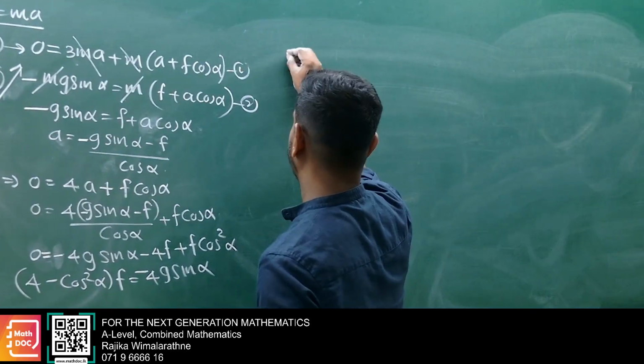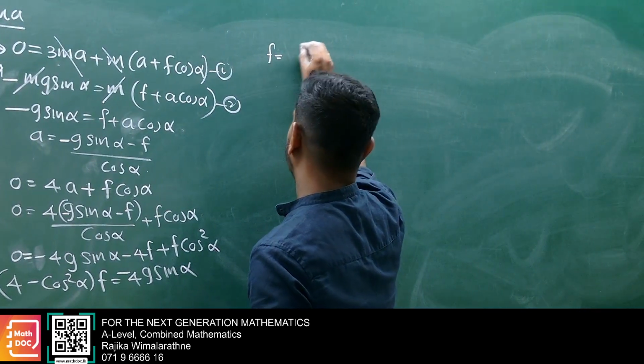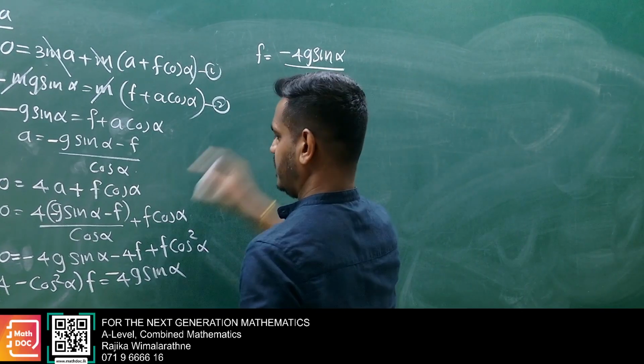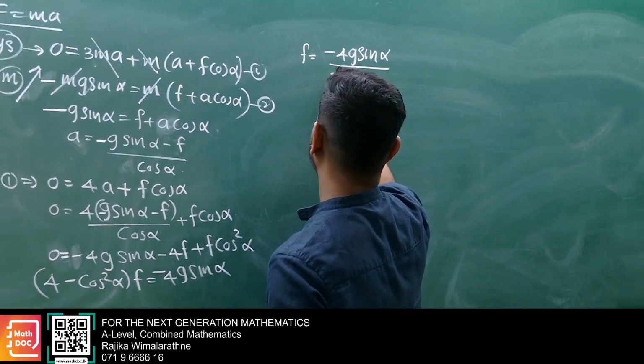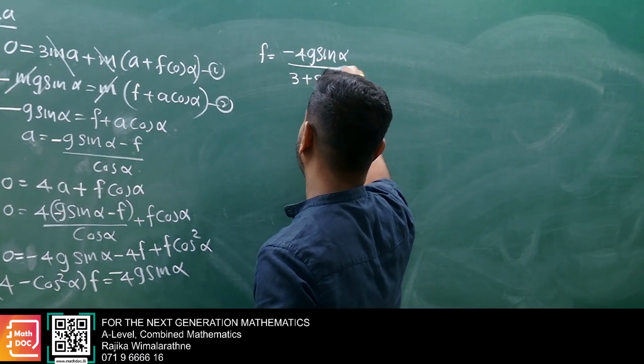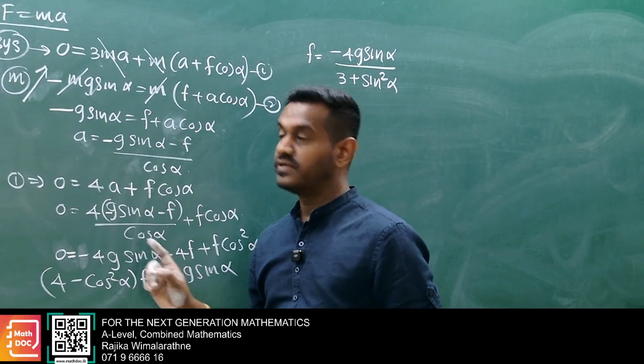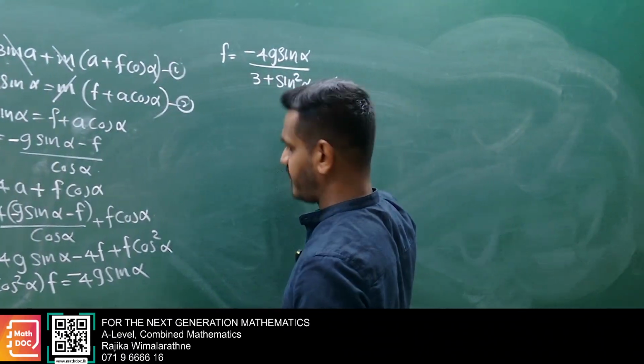Okay, then here f equals minus 4g sin alpha over 4 minus cos squared alpha, that is 3 plus sin squared alpha, since 1 minus cos squared alpha is sin squared. You had better get that format. Here f is the acceleration.